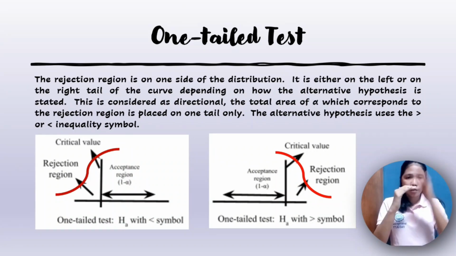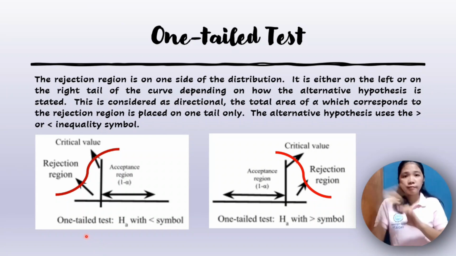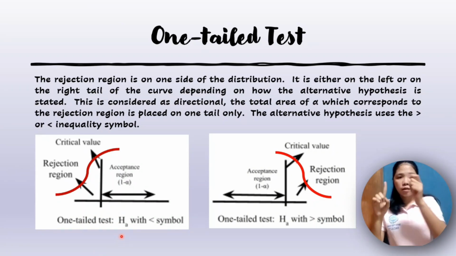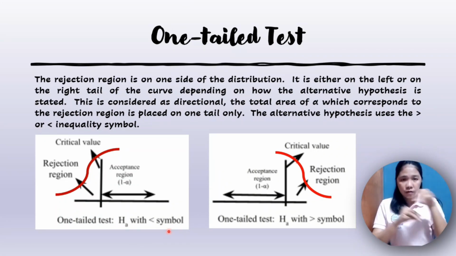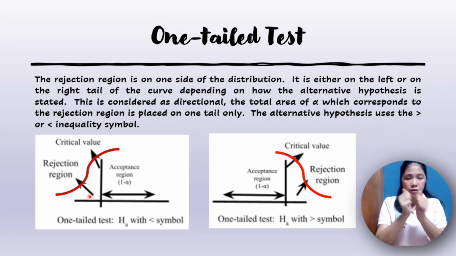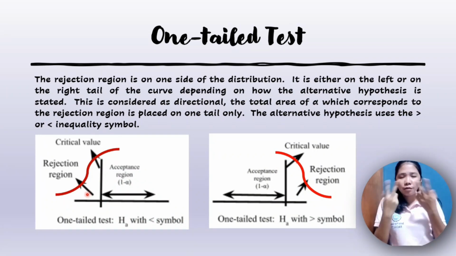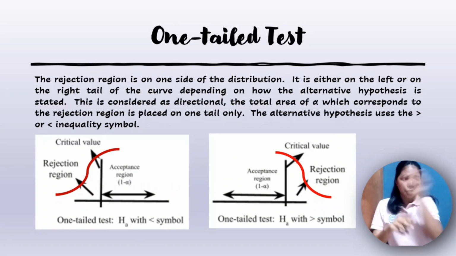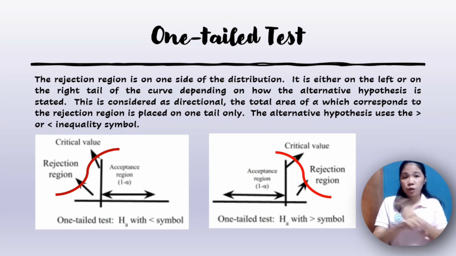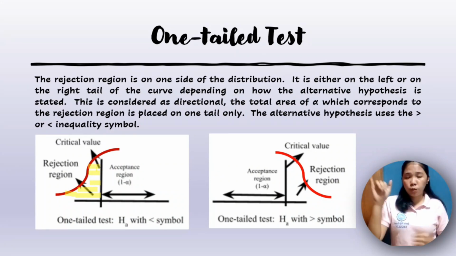Let's have our first illustration. It is a one-tail test because the alternative hypothesis uses the less than symbol. If we make use of the less than symbol, then our rejection region is located to the left side of the critical value. Let us shade the rejection region. This is our rejection region. The yellow one is the rejection region.